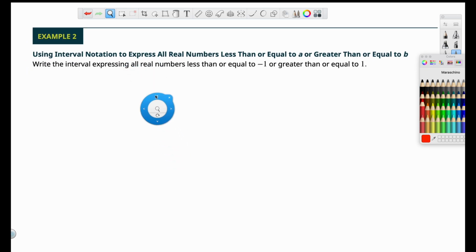Okay, using interval notation to express all real numbers less than or equal to a or greater than or equal to b. All right.